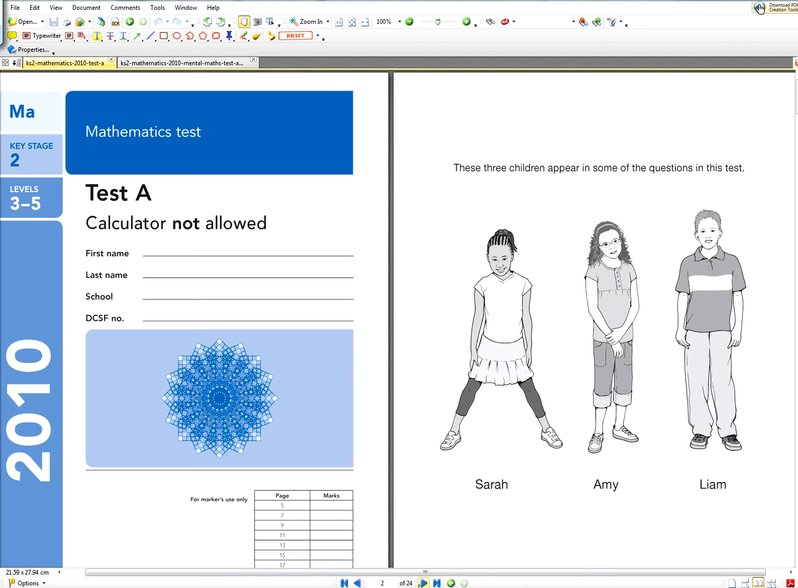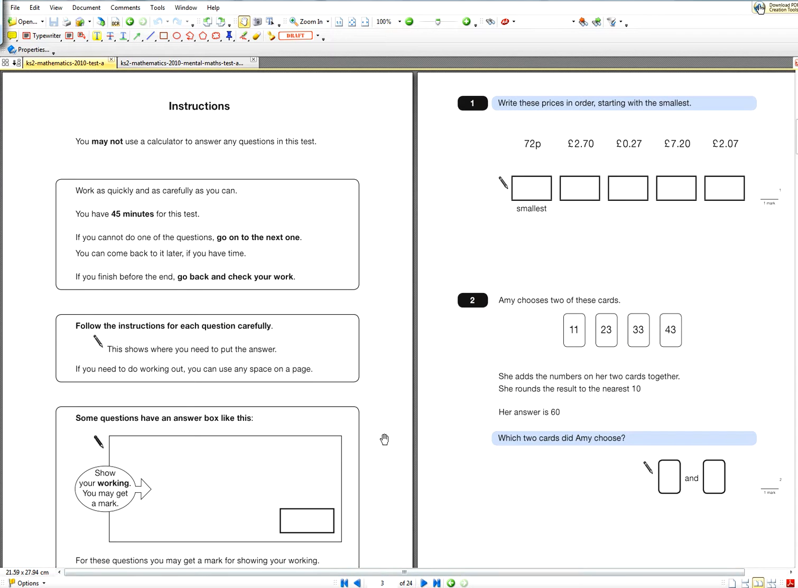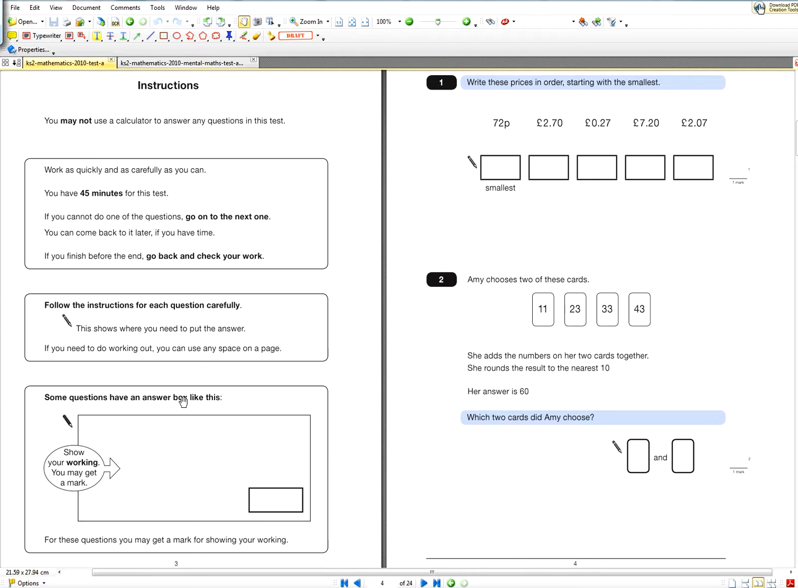Okay, right, let's get cracking without any further delay. Right, okay, question number one. We'll leave it like this in this two-page view. Looks nice this way. Okay, question number one. Write these prices in order starting with the smallest.